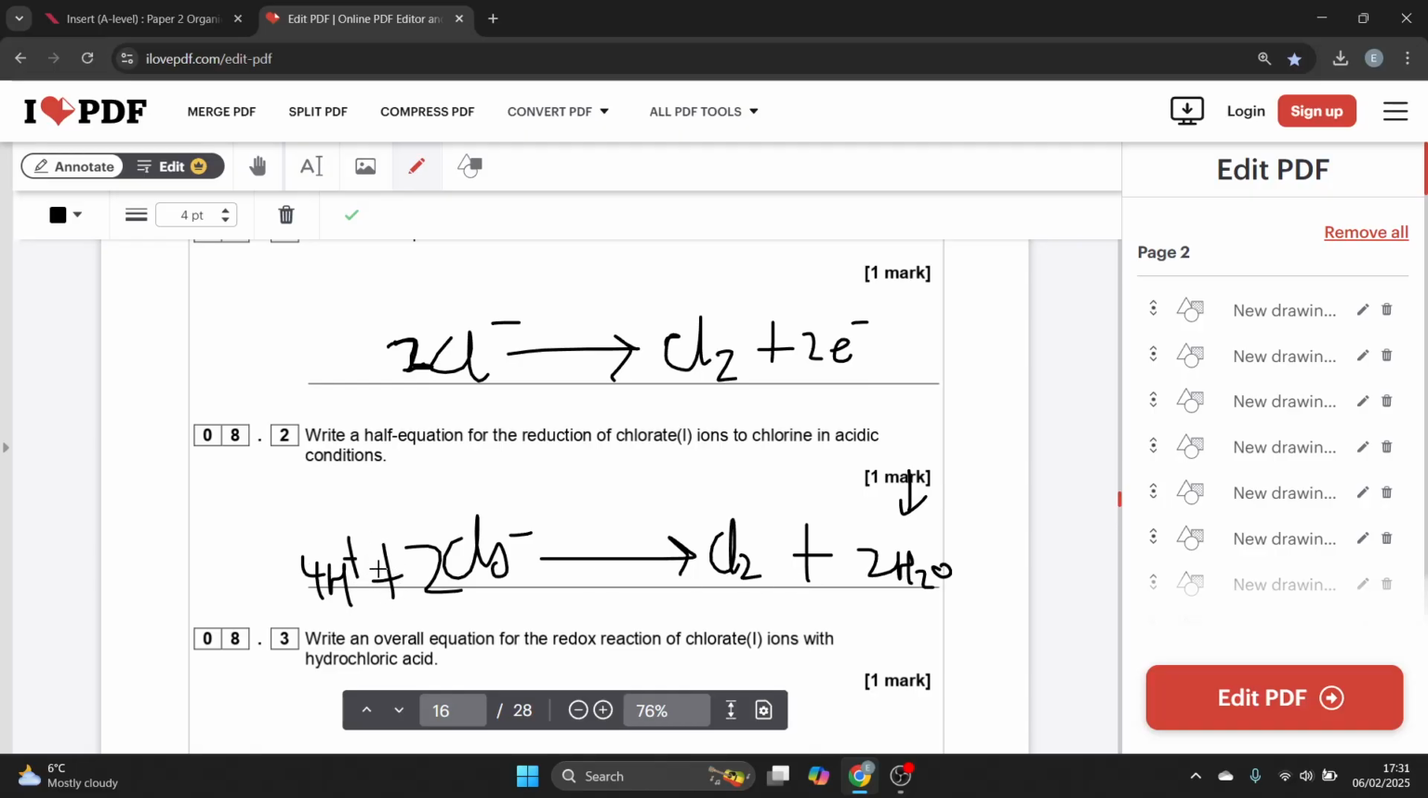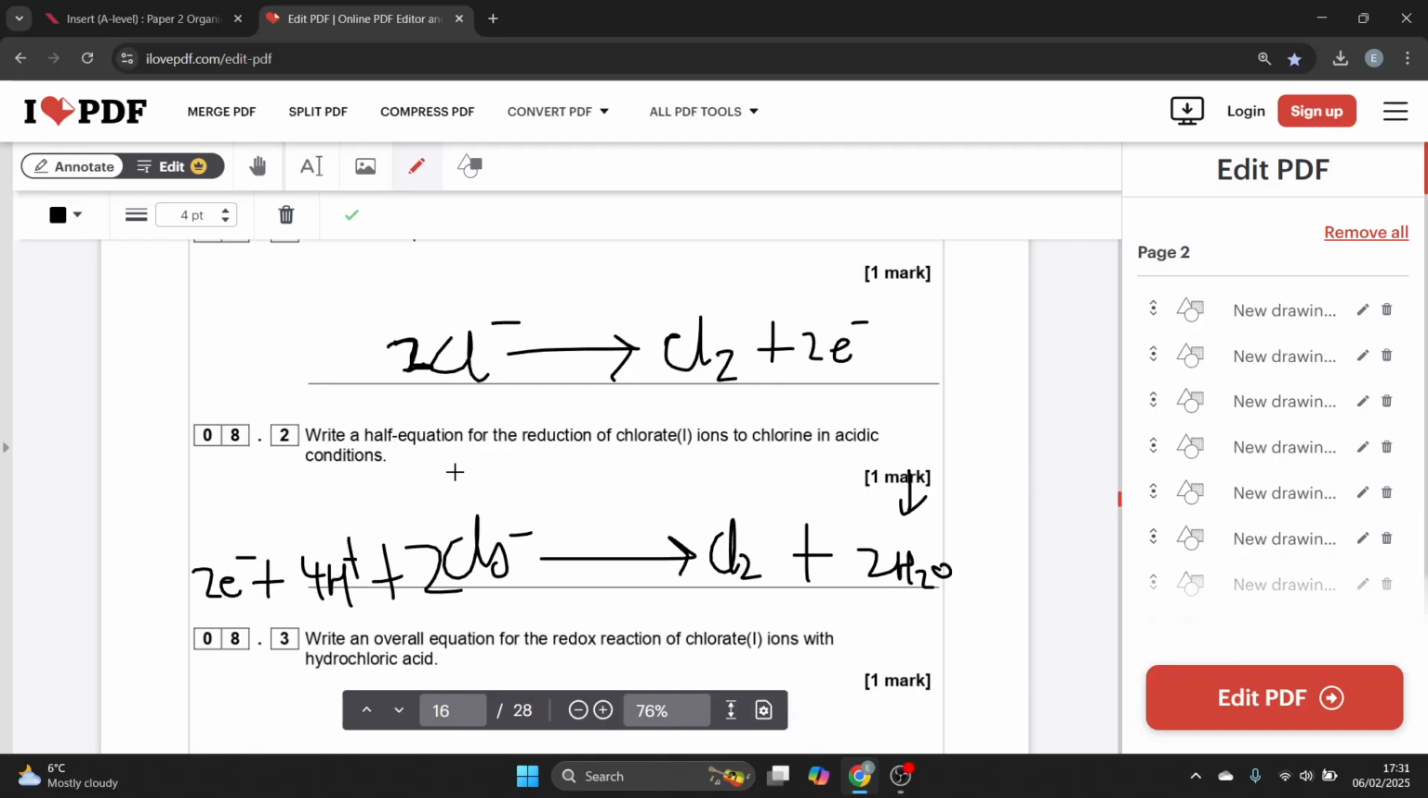But now that I've got 4H+ ions here, is the charge even balanced? No, it's not, so I need to think about that. 4H+ plus 2e- will give me an overall charge of 2+, so I need to add 2 negatively charged electrons. And then double check everything.